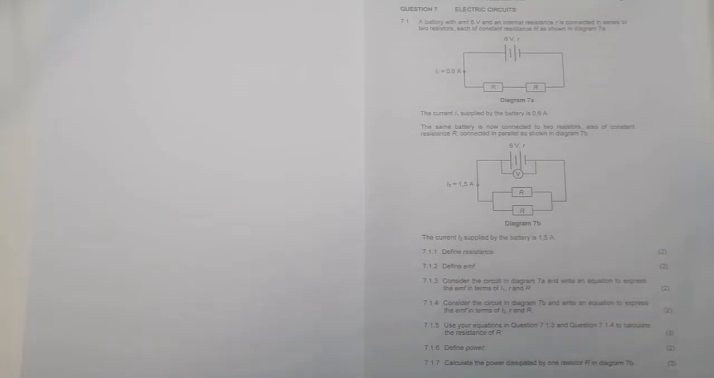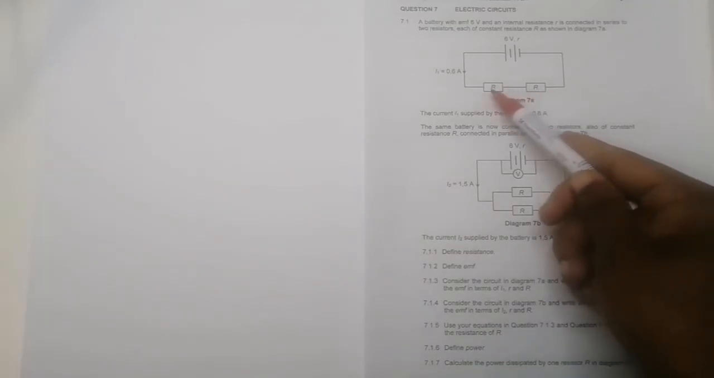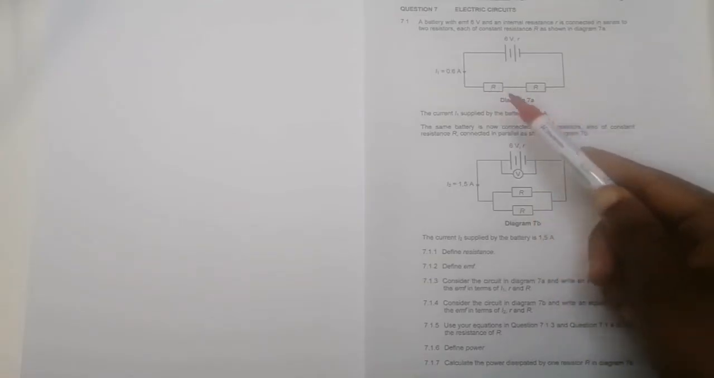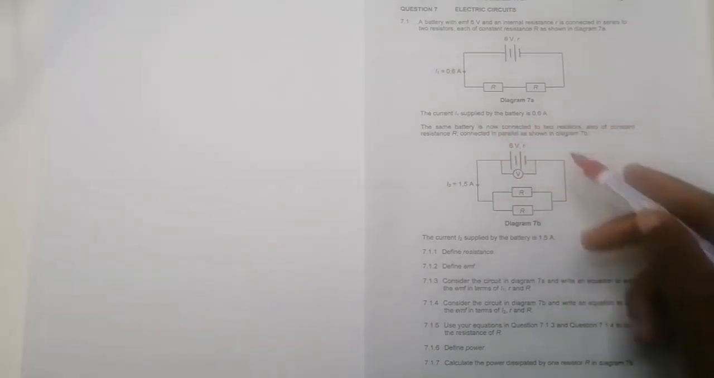All right, now let's get right into question 7, which has to do with electrical circuits. It says a battery of EMF 6 volts and an internal resistance is connected in series to two resistors, each with a constant resistance as shown in the diagram. So there are our two resistors, connected in series. We know the same current is going to pass through each one of them. They say the current I1 supplied by the battery is 0.6 amperes.